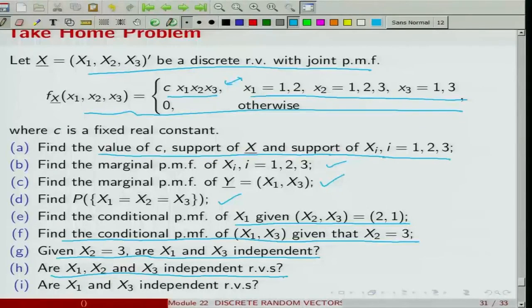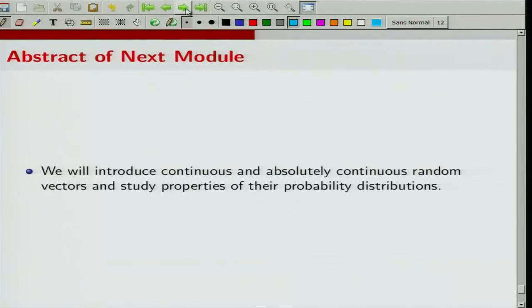Are X1, X2, X3 independent variables? That we have seen through observations. Are X1 and X3 independent? If X1, X2, X3 are independent, any subset of them would be independent. So, X1 and X3 would also be independent. I have essentially solved a lot of these parts for you, but still I would say take this as an exercise. Before I end, let me give the abstract of the next module.